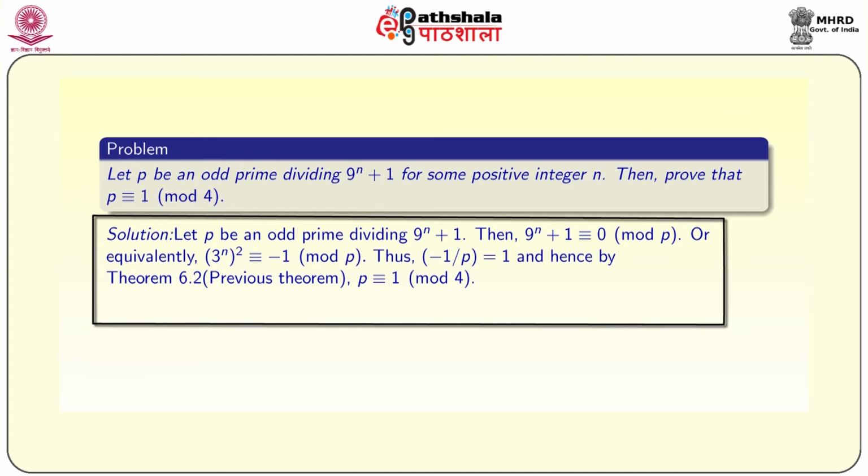Let p be an odd prime dividing 9^n + 1. Then we have 9^n + 1 is congruent to 0 mod p, or equivalently (3^n)^2 is congruent to -1 mod p. From this, what you can observe is that -1 is a quadratic residue modulo p. So, from the previous result, -1 is a quadratic residue if and only if p is of the form 4k + 1. That is why whenever p divides 9^n + 1, p has to be of the form 4k + 1.